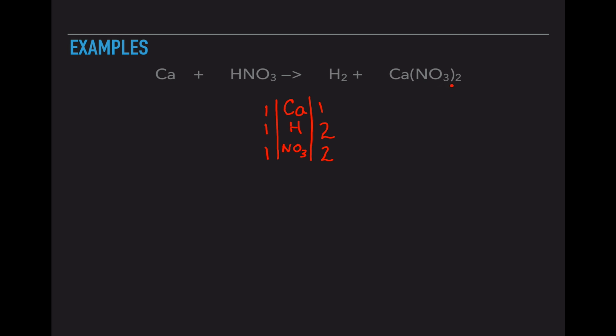When right now, all I have to do is look at the screen and say, if I have a 2 here and a 2 here, H and NO3 is together, so all I have to do is put a 2 out front, and that changes both of these values, and that is already balanced.